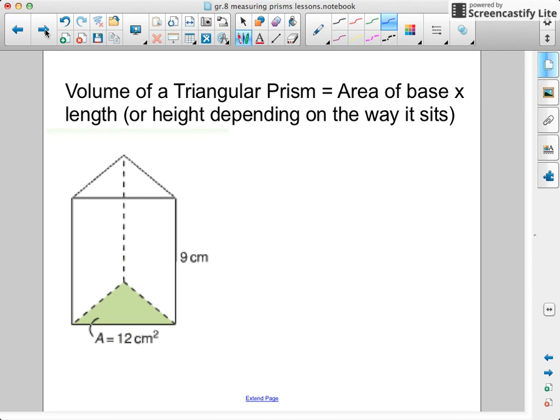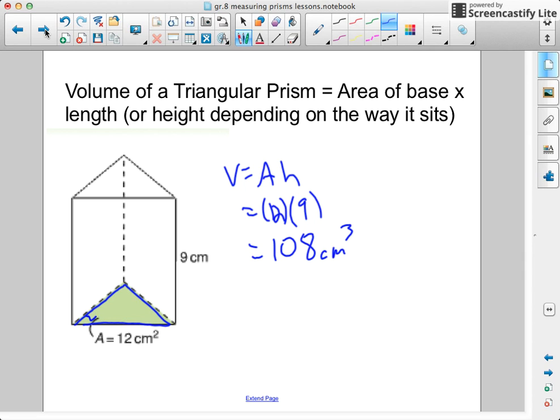Let's have a look at triangular prisms. It's the same basic formula. So area of the base times the length or height, depending on the way it's sitting. So the volume for this is still the area times the, we're going to say height on this one. Okay, so this would be 12 times 9. So that's 108 centimeters cubed. Now, most of the time, you're not going to be given the base area. You're going to have to find the base area for the triangular prism.